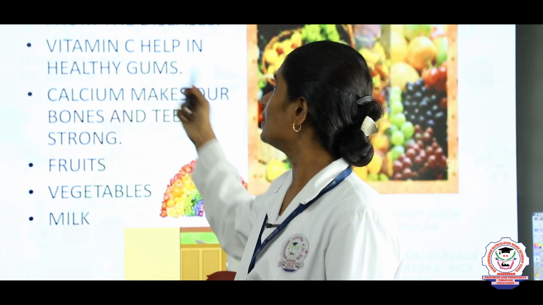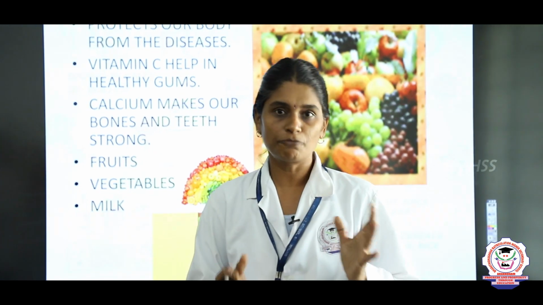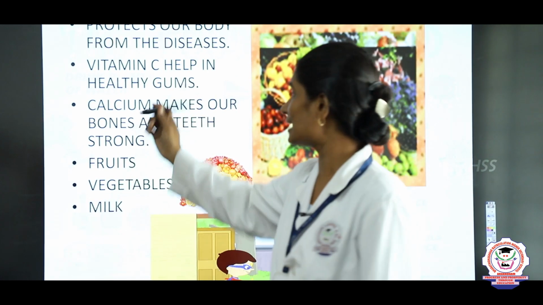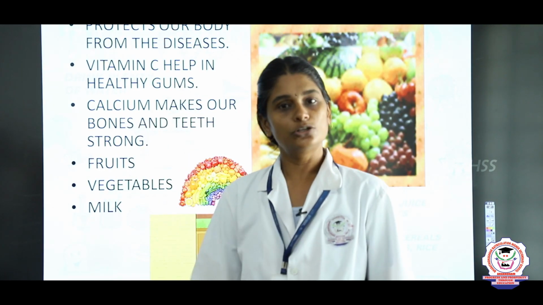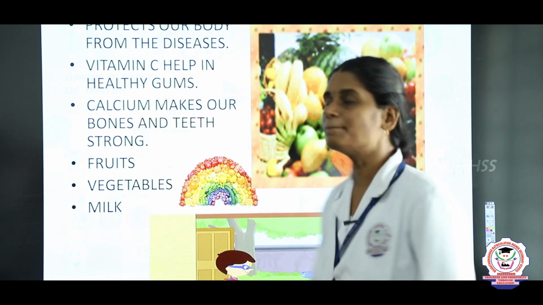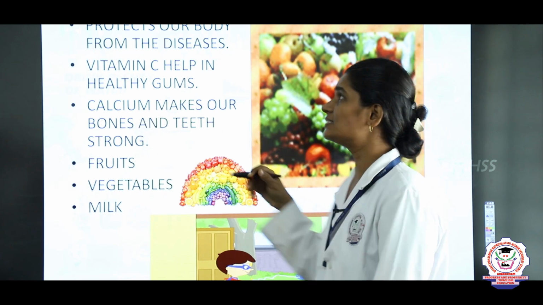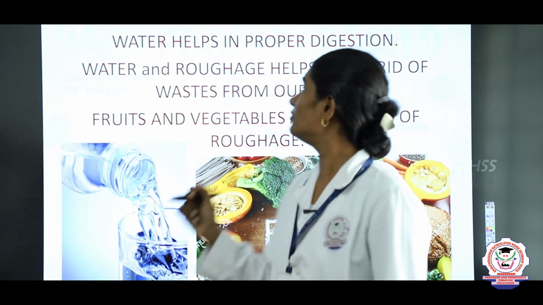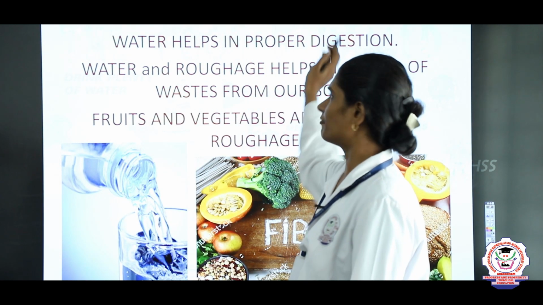So vitamins like vitamin C help our body in the way of it helps in your healthy gums, and minerals like calcium is important for your bones and teeth. So this calcium makes your bones and teeth strong. So fruits, vegetables, milk are rich in vitamins and minerals. So besides this vitamins and minerals, we also need water and roughage also.